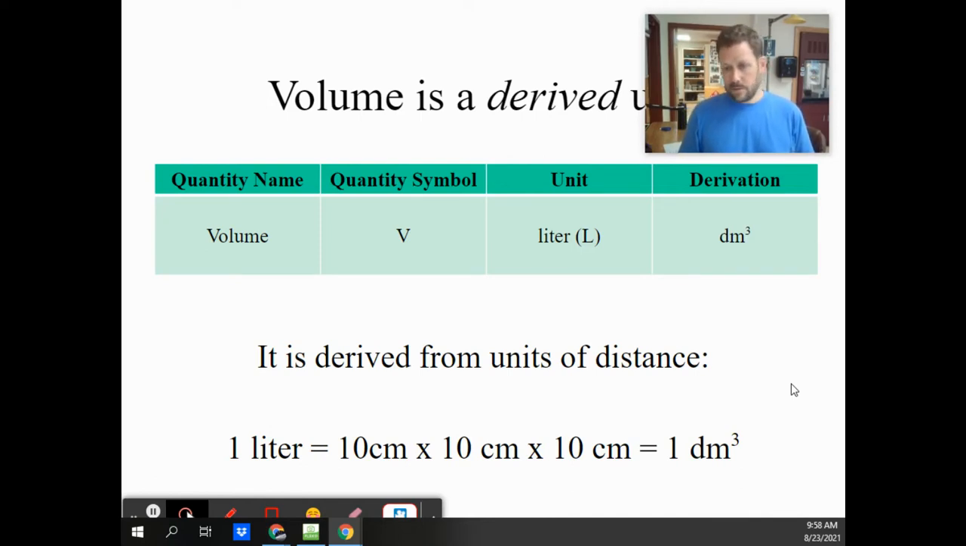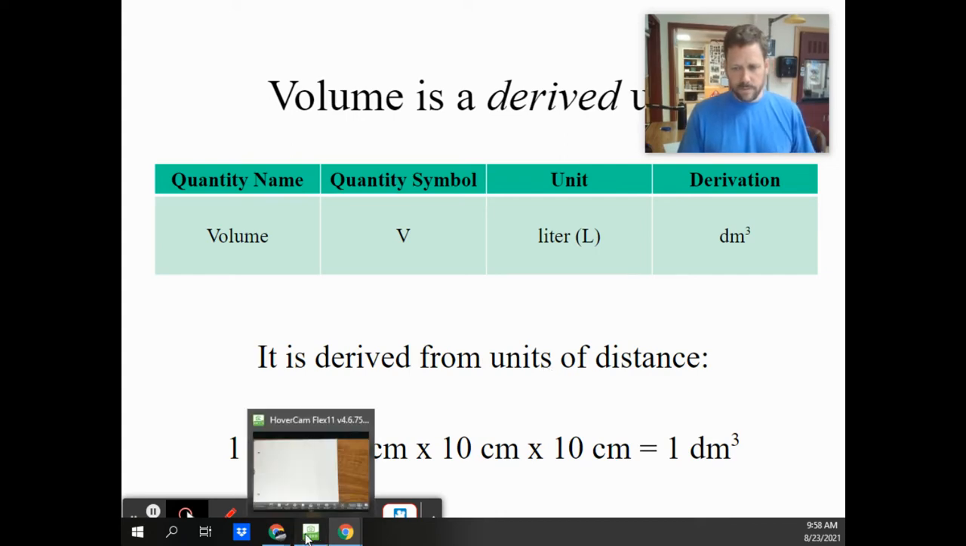A liter is the unit for volume, and it's defined as 10 by 10 by 10 centimeters. So this is a little teaching tool that shows a 10 centimeter cube, 10 by 10 by 10. And that's a liter. Of course, a liter is a volume like this 1 liter beaker, and it's about the size of the kind of Nalgene you might take to the gym. But a liter is defined in terms of distance units.